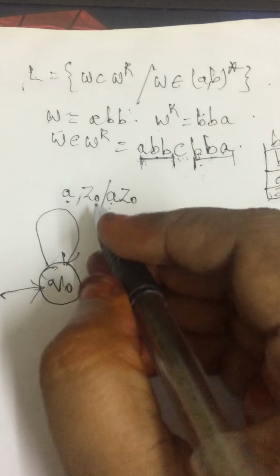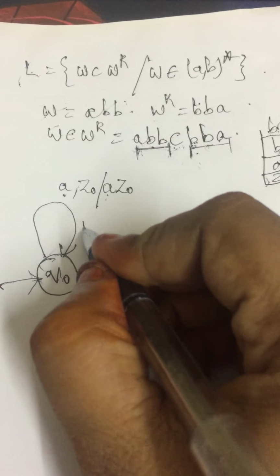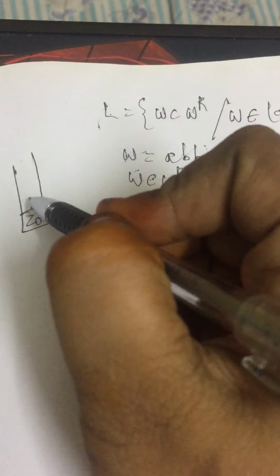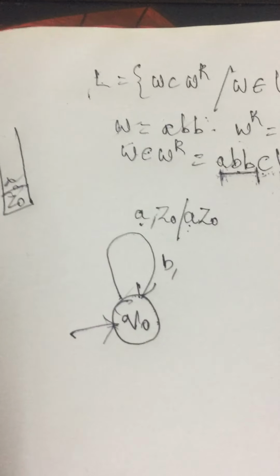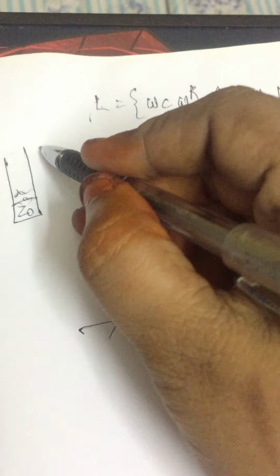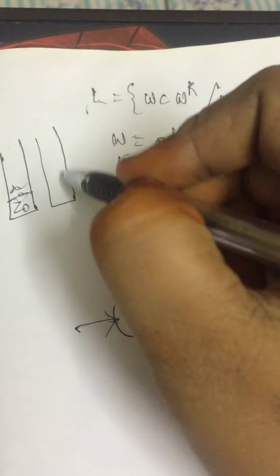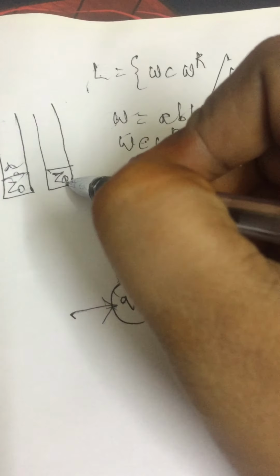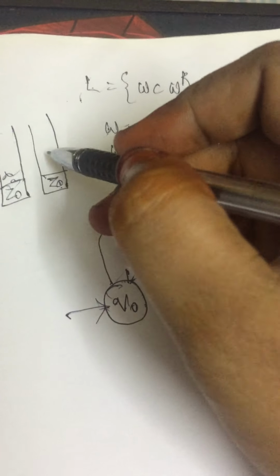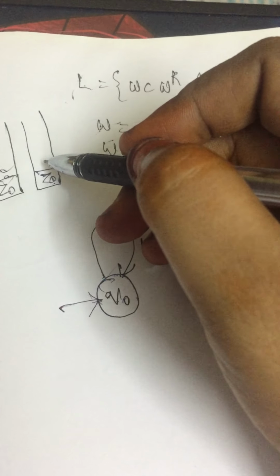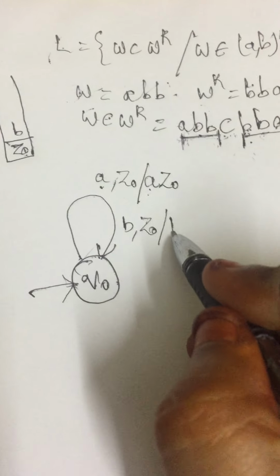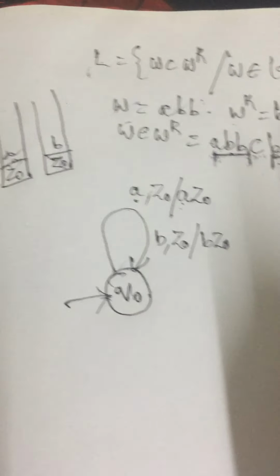Suppose my string starts with B. For example, let us consider if my string starts with B, not A. Then the top of the stack is Z0, and whenever B is present in the input tape, we are going to just push that B. So the top of the stack is Z0, so the push operation. This is what.